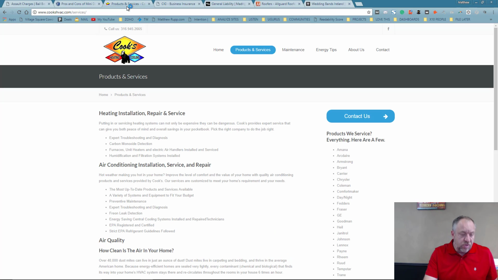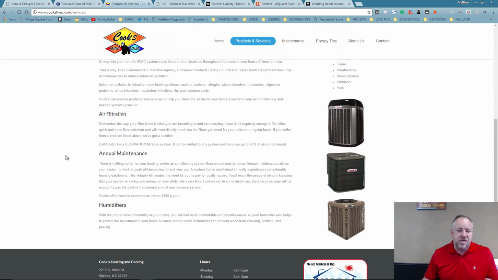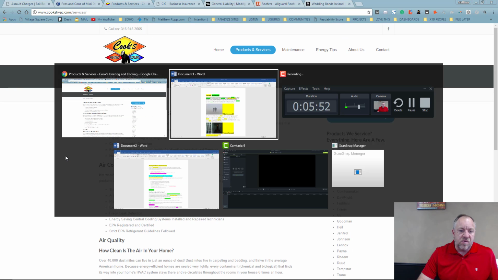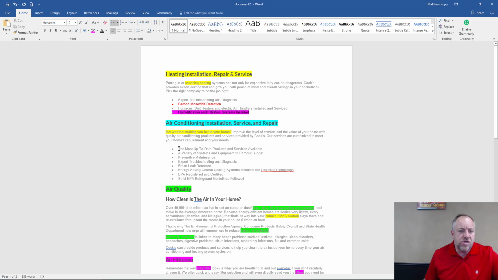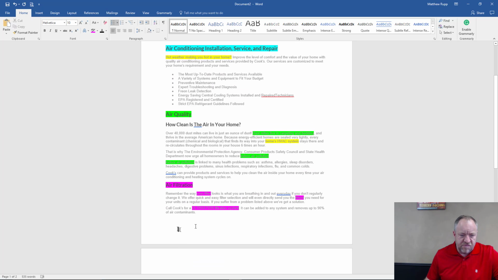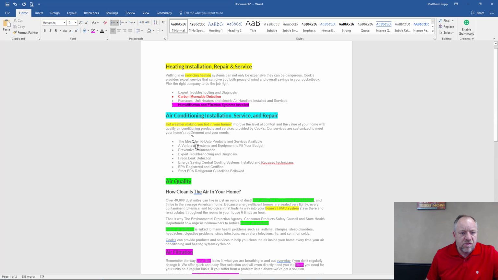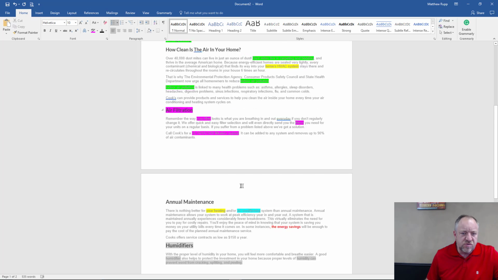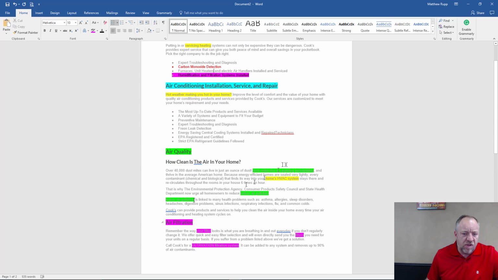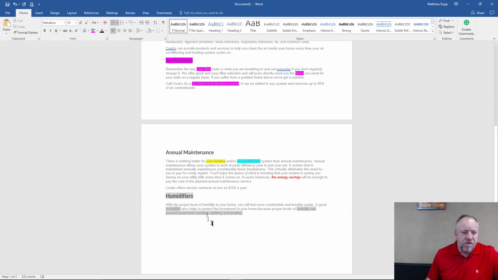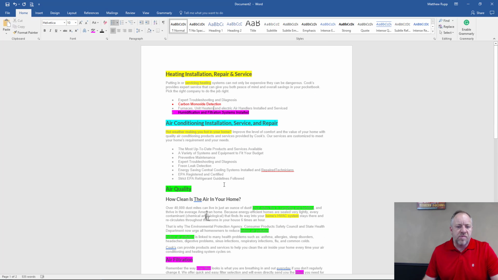I'll give you one more example. Cook's Heating and Air, under products and services. So this is an example of a page that's not optimized in any way whatsoever. Heating installation and repair is in the yellow. We have 4 examples of that. Air conditioning, we have 2 examples of that. Air quality, 3 or 4. Air filtration, 3 or 4. Humidifiers, a couple. And annual maintenance.